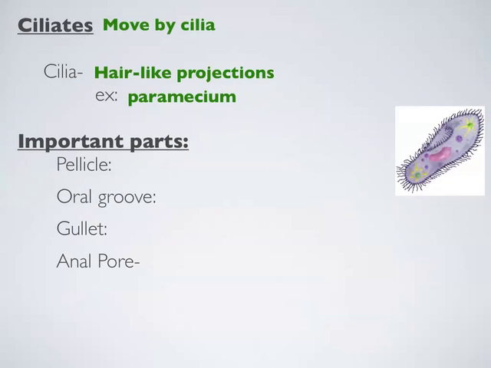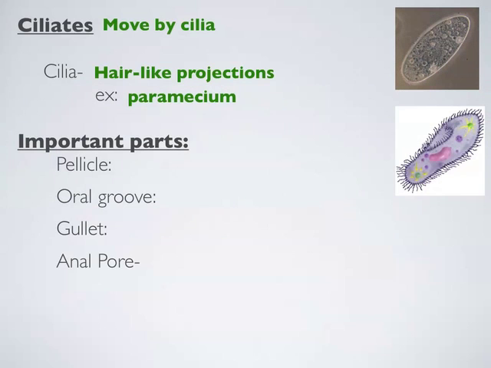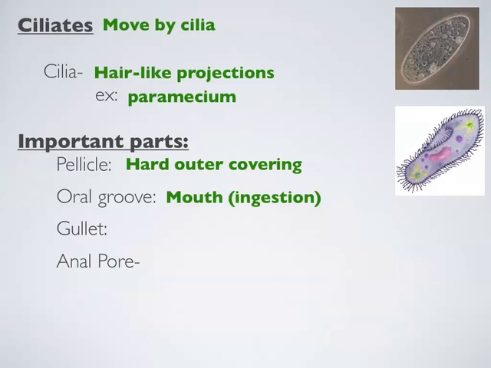And they are not flexible like the amoeba. They have this hard outer covering called a pellicle. This pellicle is sort of like a shell around it. So they can't engulf their food like an amoeba. So they have this indentation. It's kind of like their mouth. It's called the oral groove. And that's how they ingest food. Cilia and the oral groove sort of paddle in food particles. They go into the oral groove, down a tube called the gullet, into a food vacuole. And that's where it can be digested.